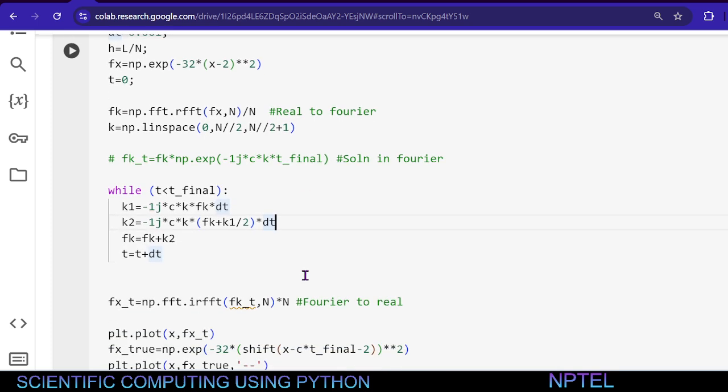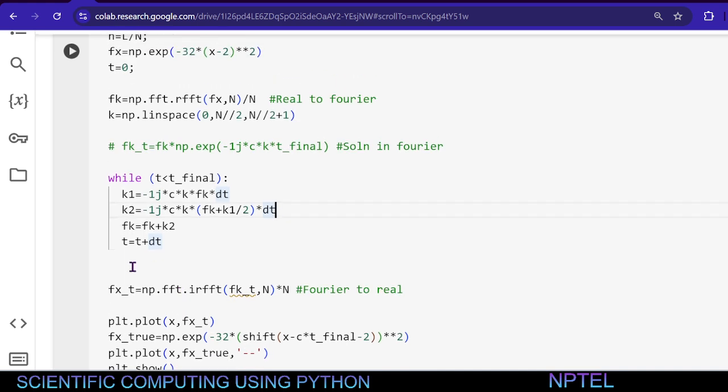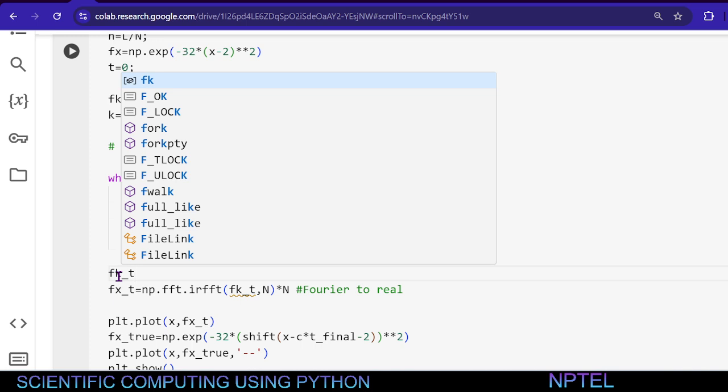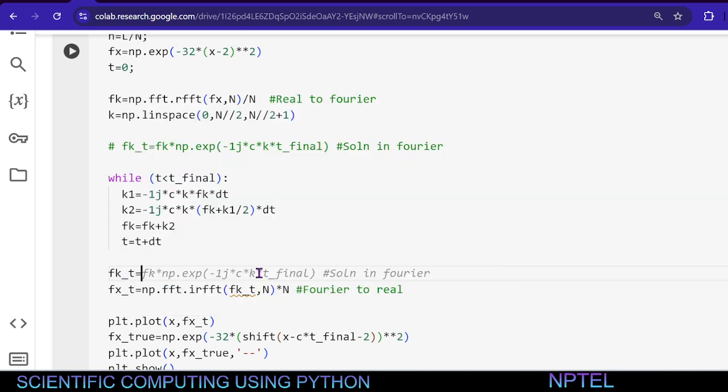Okay, and then fkt is going to be just fk, right?